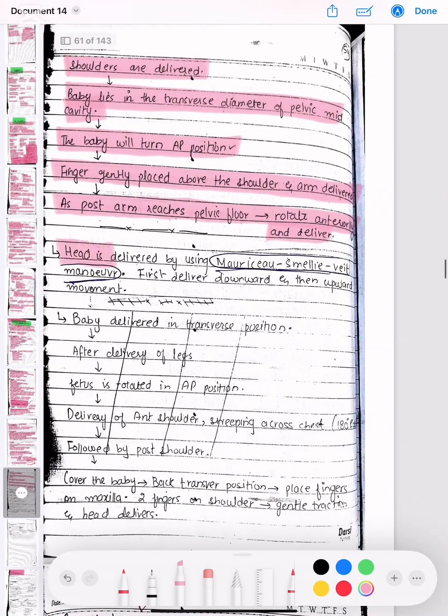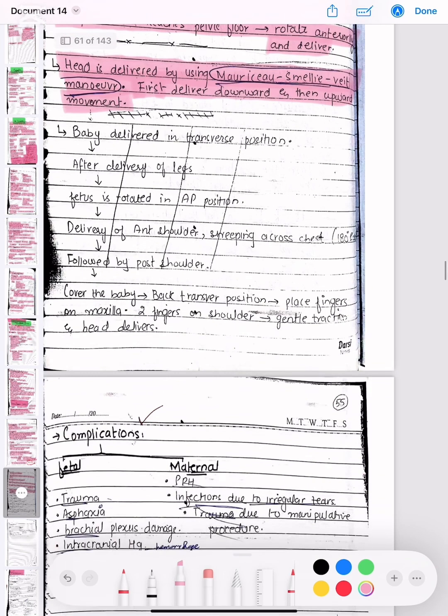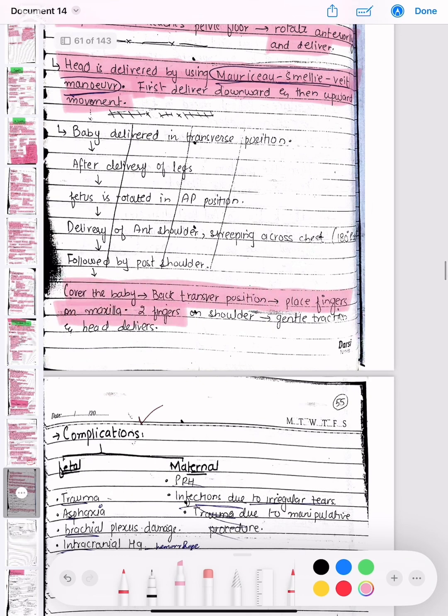The head is delivered by the Mauriceau-Smellie-Veit maneuver. First deliver downward and then with upward movement. Cover the baby, back in transverse position. Place fingers on the maxilla, two fingers on the shoulder, apply gentle traction, and the head is delivered.